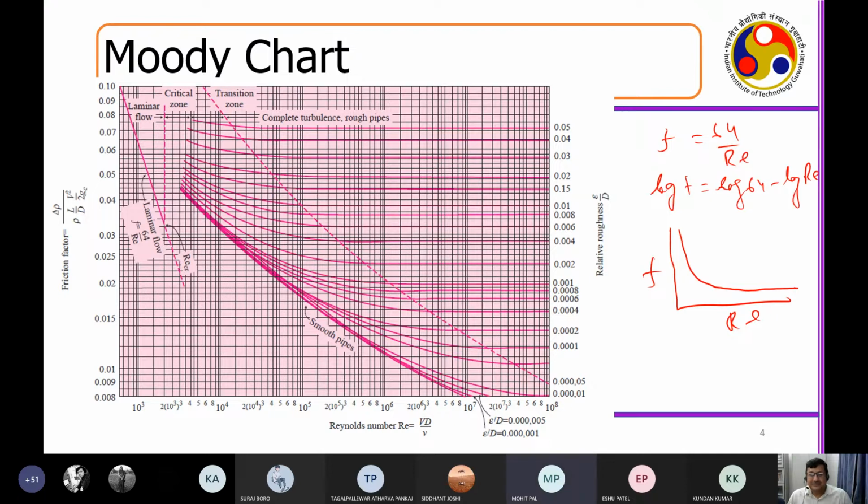Yes, so it will be a negative slope, right? So you can see there is a negative slope, and there will be an intercept, say, suppose log 64, correct? When you move asymptotically towards 0, there cannot be a 0 here, right? Because log 0 is non-existent, right?